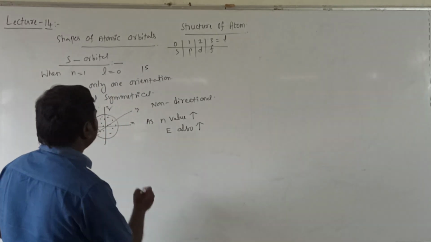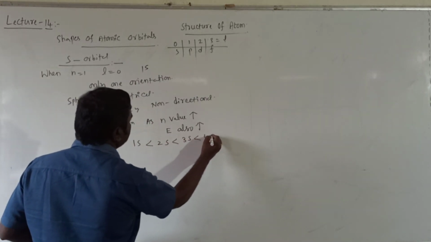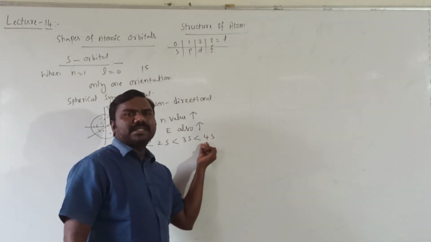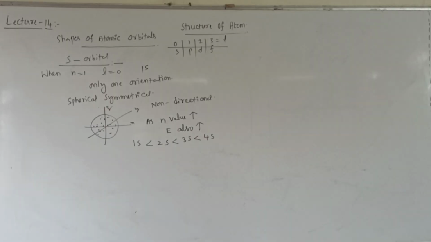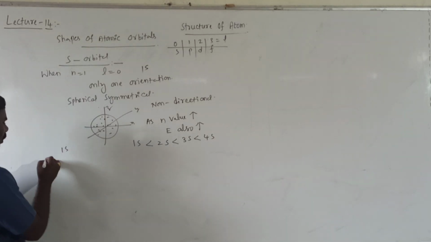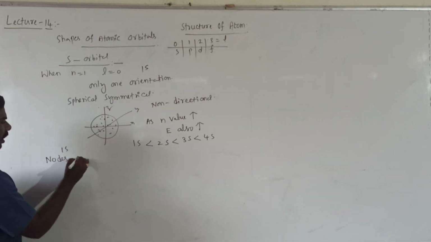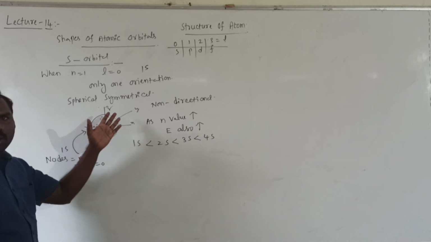So that's why 1s less than 2s less than 3s less than 4s. It means n value increases, energy increases. N value decreases, energy decreases. Right? And nodes we will discuss. In 1s, nodes are n minus 1. N value will be 1 minus 1, 0. This is the diagram. No node here.